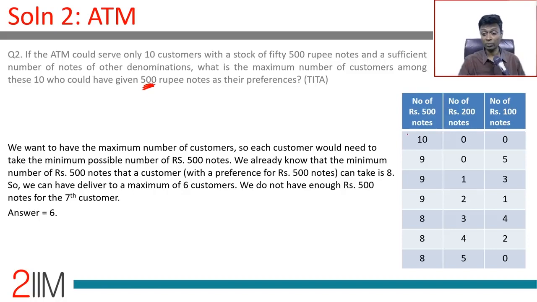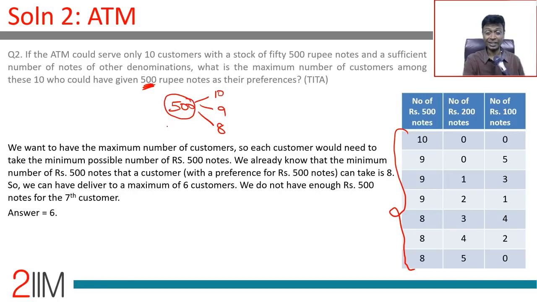Now we already know these are the possible combinations for 500 rupee notes as their preference. That means with 500 rupee notes as preference, I could either satisfy a customer with 10 notes, 9 notes, or 8 notes of the 500 rupee denomination. If this is the preference, then I need to have 10, 9, or 8 500 rupee notes. This is where it gets very interesting and simplified a lot.